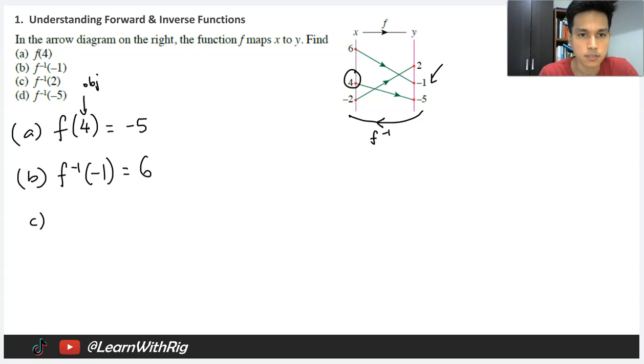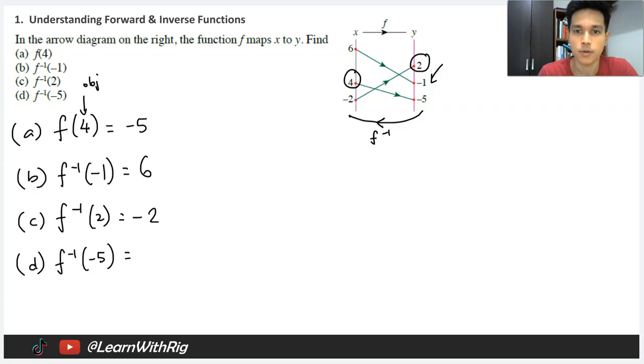Okay, let's look at C. f inverse of 2. So where is 2? 2 is here. So when the object of f inverse is 2, what do I get? The image is -2. Okay, D. f inverse of -5. So when -5 is here, it's connected to 4. So you see that these two, they are actually opposite. Correct? So that's the relationship, forward function and inverse function.